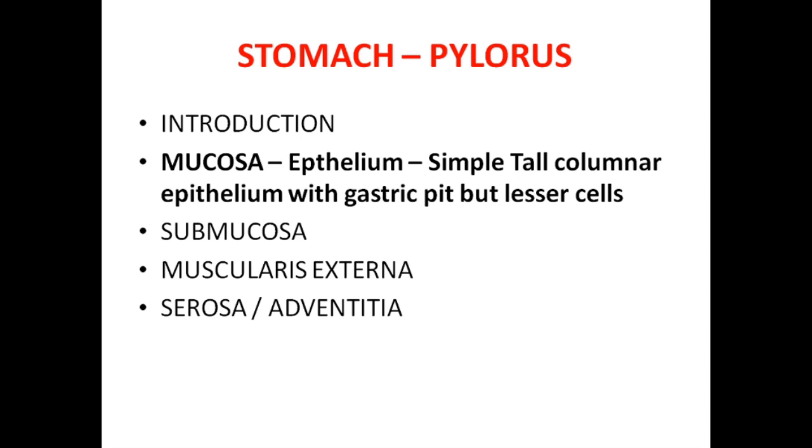It is generally said in various books that the gastric pits are shallow in the remaining part of the body and the fundus, whereas the gastric pits are deep in the case of the pylorus. But actually the thing is that in the pylorus the number of cells is very less. That's why the gastric pit is clearly seen, whereas in the remaining part of the stomach, the various cells are very much in number, and that's why the gastric pit is less clearly seen, and it appears as if the gastric pit is shallow. The remaining part of the submucosa, muscularis externa, and serosa will be the same as that of the fundus and the body of the stomach.